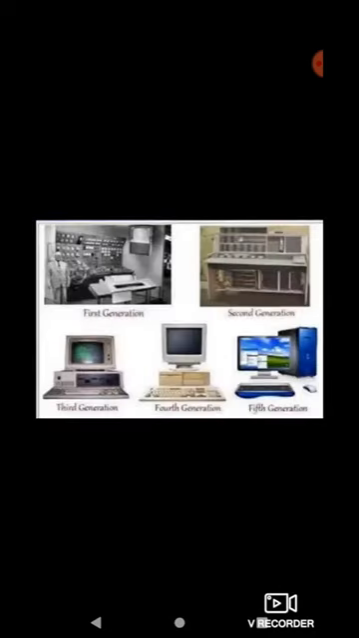So to quickly summarize this in a pictorial format, students. This is how the first generation looked like. Big rooms, then the size reduced in the second generation. Again, smaller size in third, even smaller in fourth, and the fifth generation, the advanced computers. So as time passed, we evolved in the world of technology and computers.